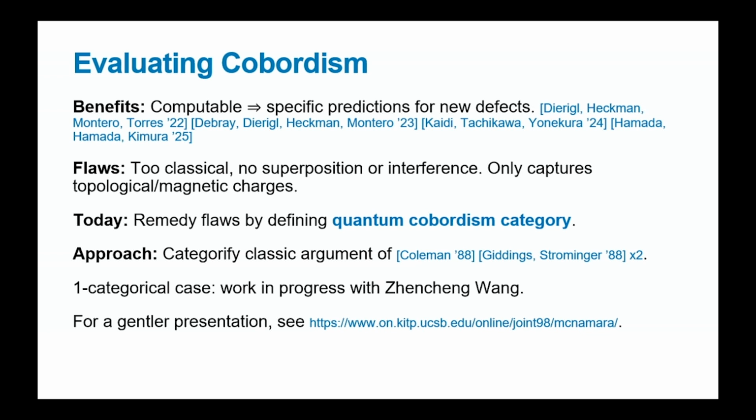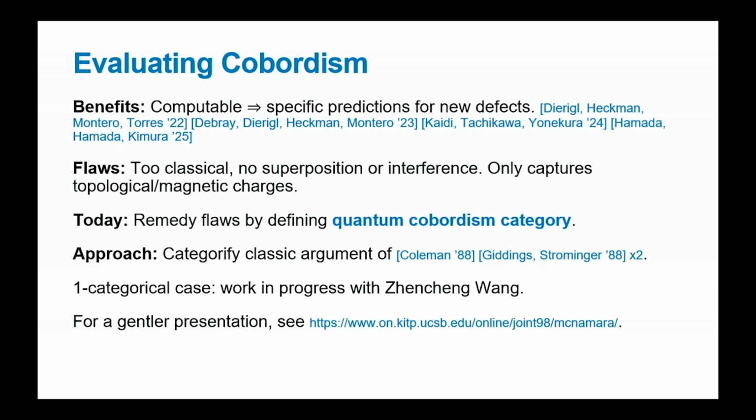Related to this is the fact that these cobordism groups, as defined, only capture what we would call topological or magnetic charges. These are conserved charges associated to the topology of the field configuration, and not things like shift symmetries, where the state of definite charge is not a particular classical configuration, but a given wave function.